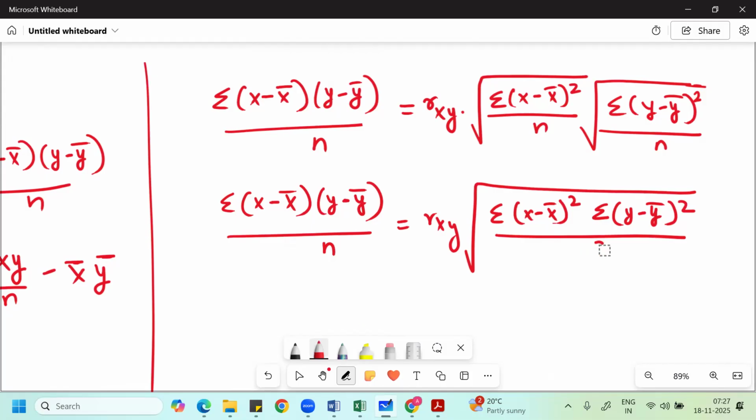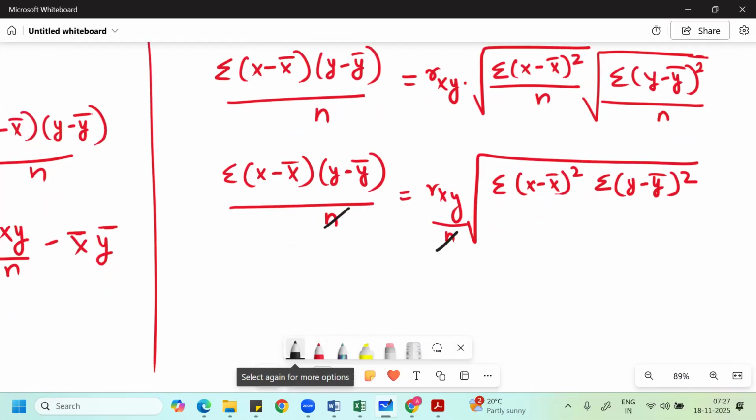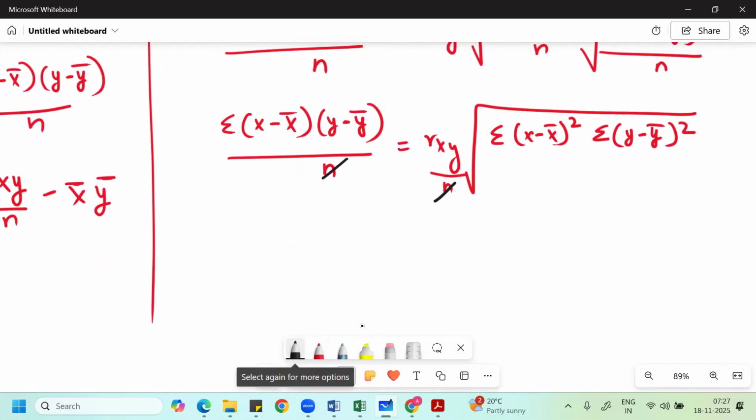So you can bring this outside, and this will become n, and then you can cancel this n and this n. So what will it give you? You can write down the formula of R.